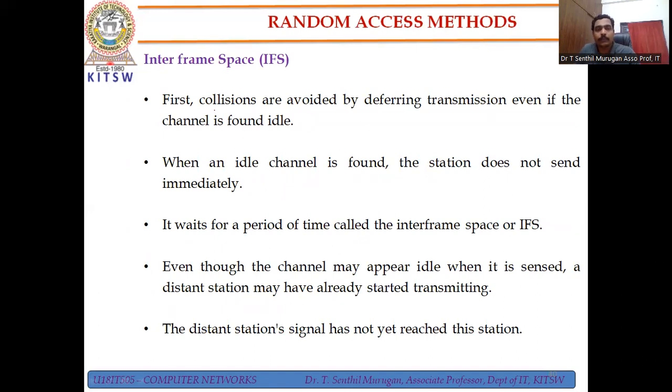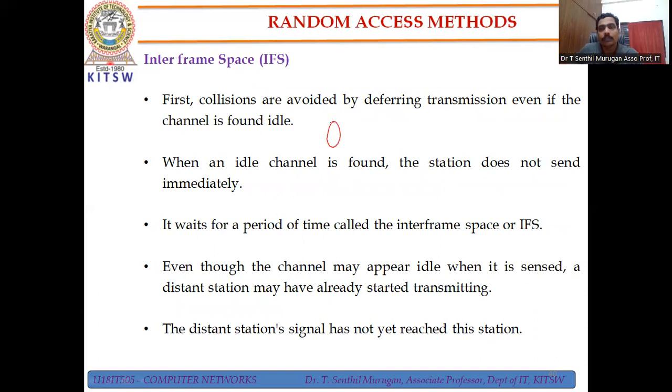What is interframe space? First, collisions are avoided by deferring transmission even if the channel is found idle. When an idle channel is found, the station does not send immediately. So what is the IFS? Collisions are avoided by deferring transmission even if the channel is found idle.